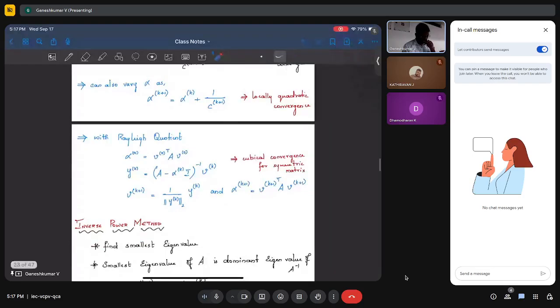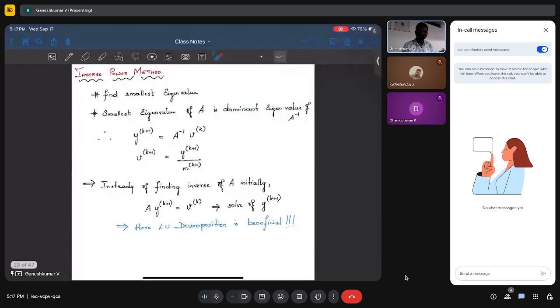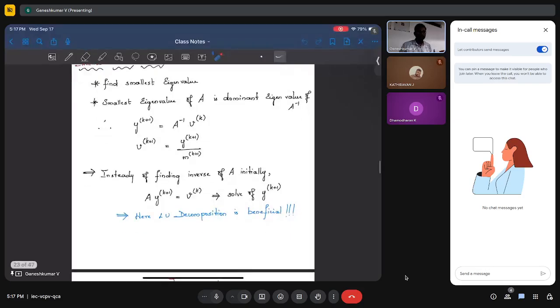The inverse power method is nothing but finding the smallest eigenvalue. The power method finds the largest, dominant eigenvalue. The inverse power method finds the smallest eigenvalue, and you do it by exploiting a property of a square matrix: the smallest eigenvalue of A is nothing but the dominant eigenvalue of A inverse. So you are just using A inverse to find the eigenvalue. That's all. We call it the inverse power method.